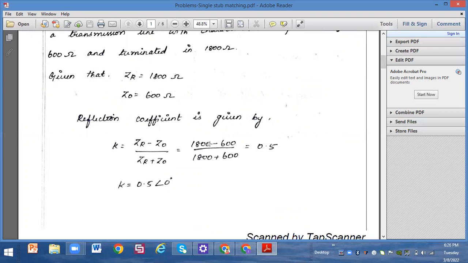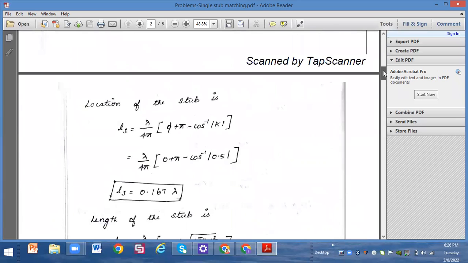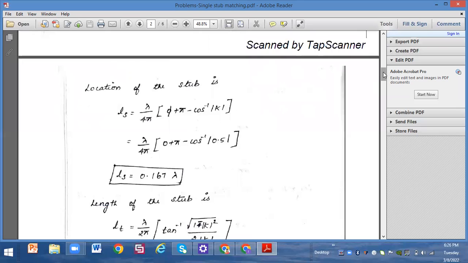ZR is 1800 ohm and Z0 is 600 ohm. If you use this formula, you will get the reflection coefficient as 0.5. In polar form, we can write this as magnitude 0.5 and phase 0 degree. Now that we have found the reflection coefficient, we have to find the location of the stub. The location of the stub is given by LS is equal to lambda by 4 pi into psi plus pi minus cos inverse of K.